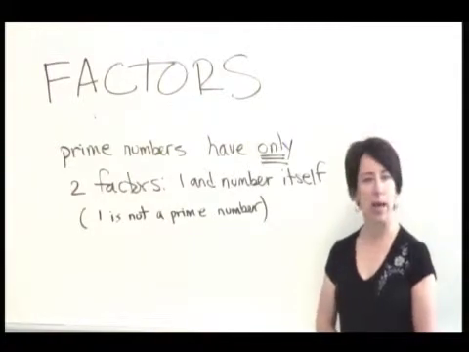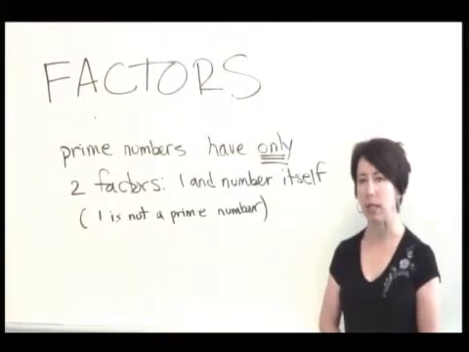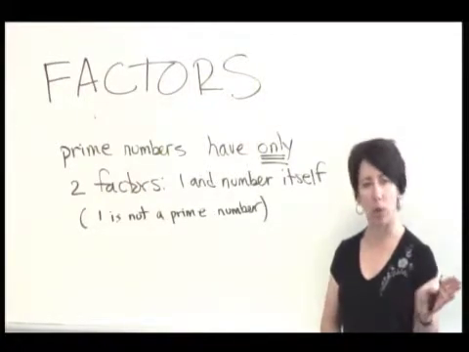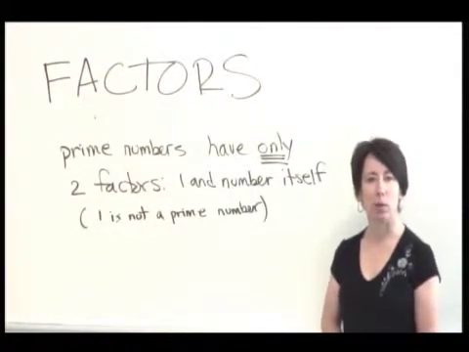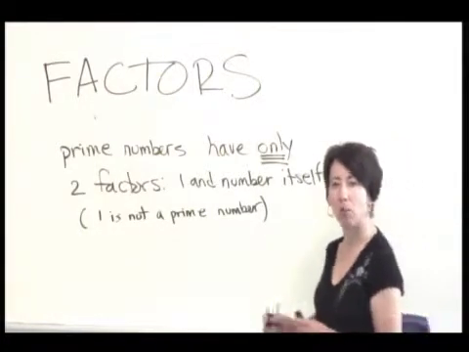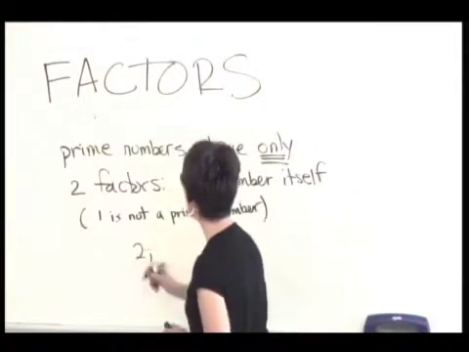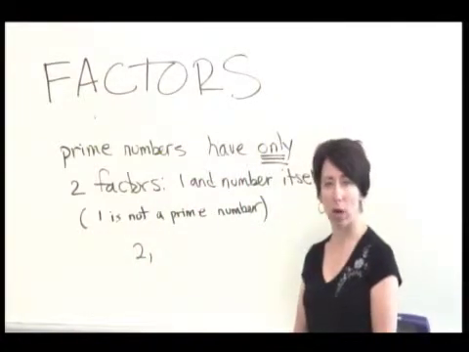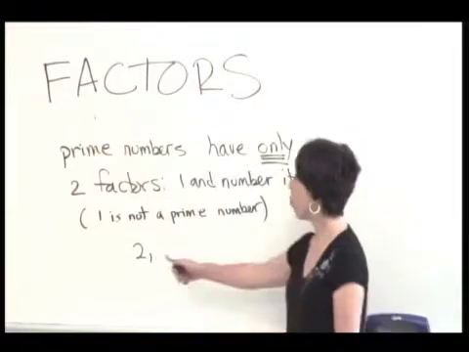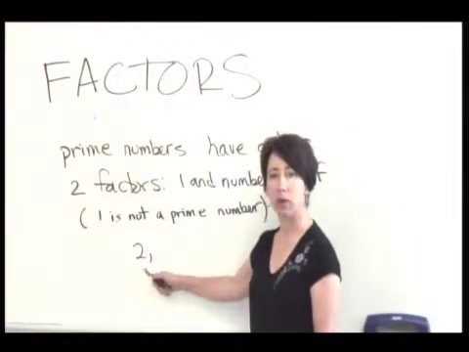So let's go ahead and make a list of some of the beginning prime numbers. And by beginning, I mean from whole numbers, starting with 0 and going up. 1 is not a prime number, 0 is not considered a prime number. 2 is the smallest whole prime number, and it is the only even prime number. 1 and 2 are the only factors of 2.